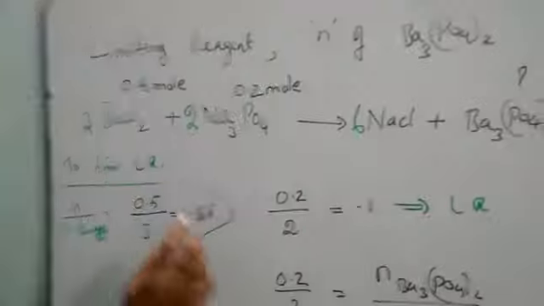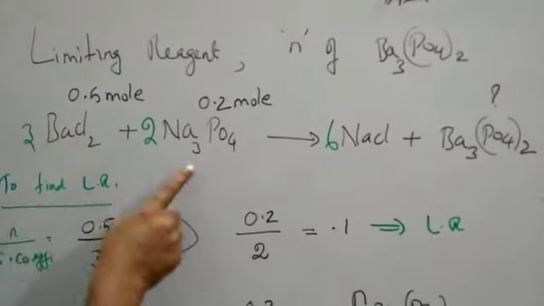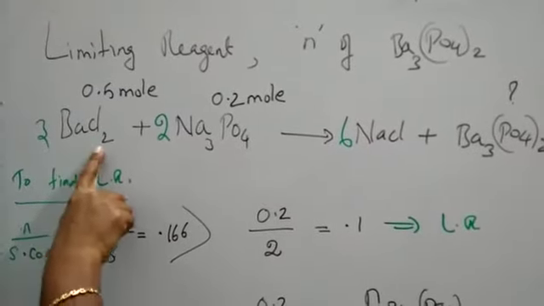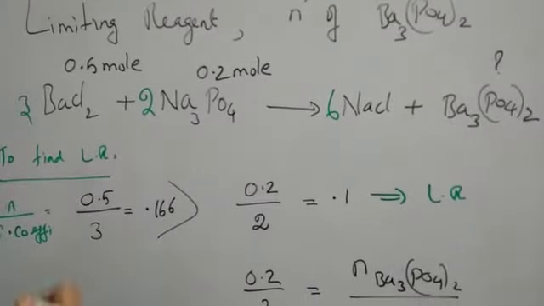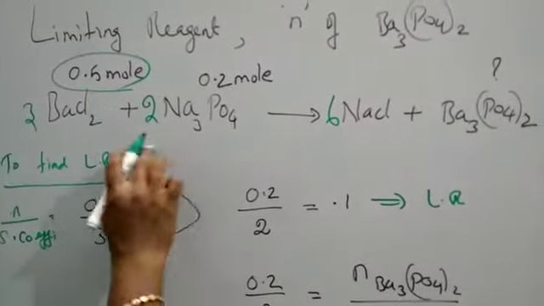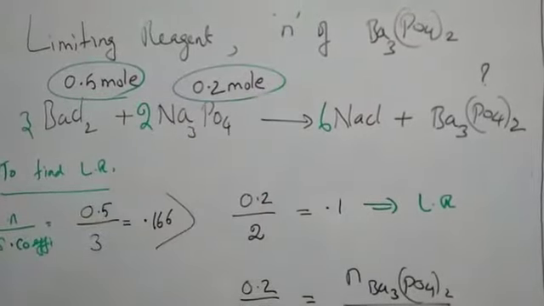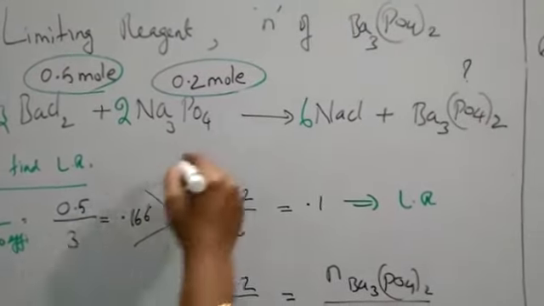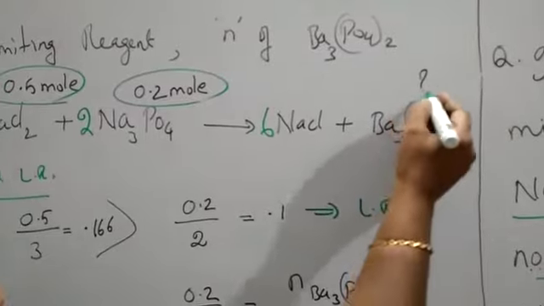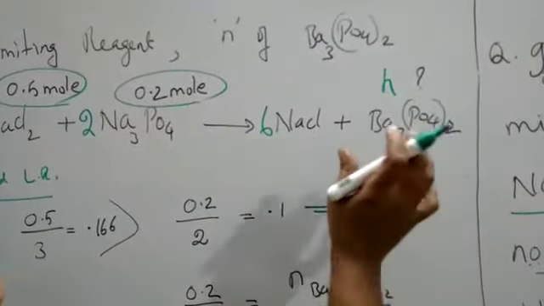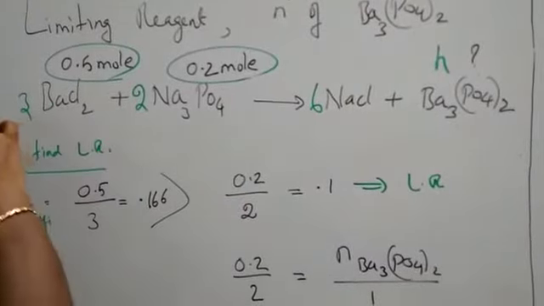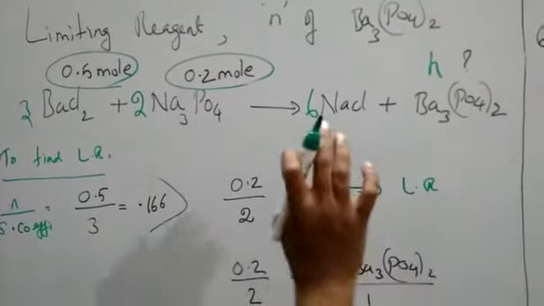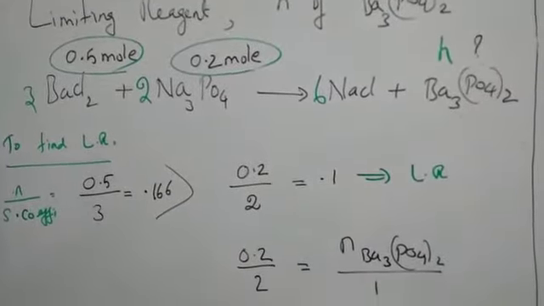So children, now you have two chemicals being mixed: barium chloride and sodium phosphate. Barium chloride is 0.5 mole and sodium phosphate is 0.2 mole. They asked you to find the number of moles of barium phosphate. Whatever is given in the question, I am giving in the form of an equation for easy understanding and working.